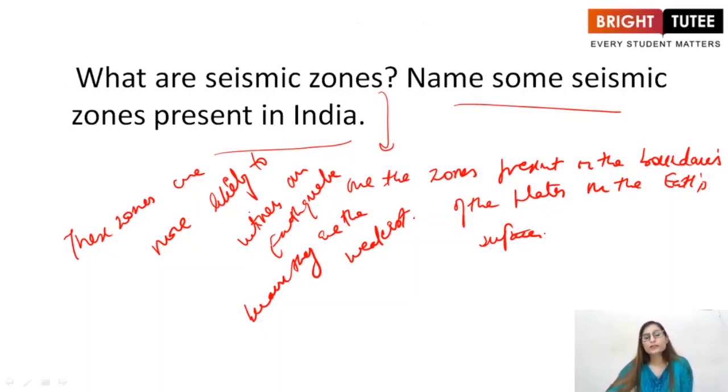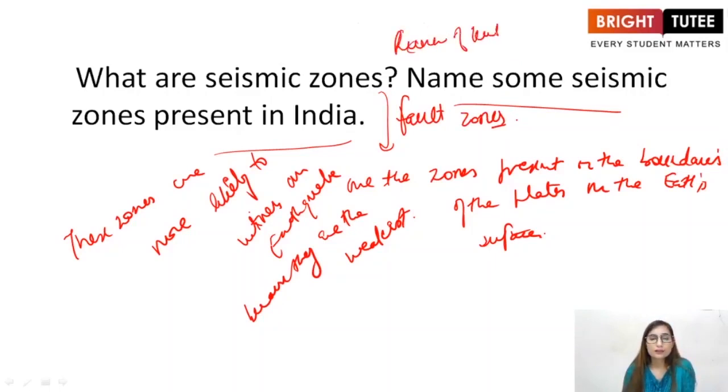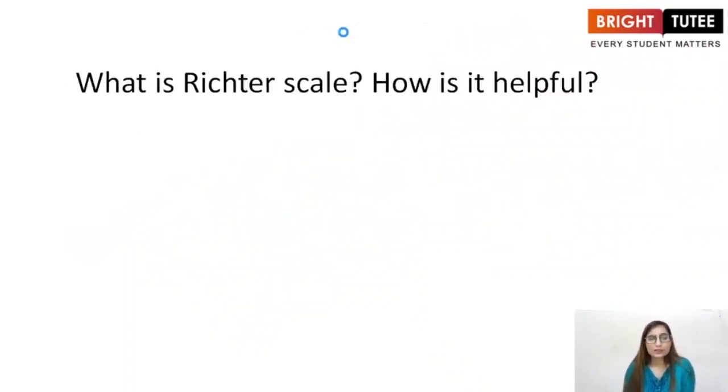So the zones present on the boundaries of plates are very, very dangerous, and they are also called fault zones. Now in India we have Rann of Kutch, Northeast, some parts of South India, Indo-Gangetic Plain, Himalayas, Kashmir. All these are seismic zones. Next question, what is Richter scale?